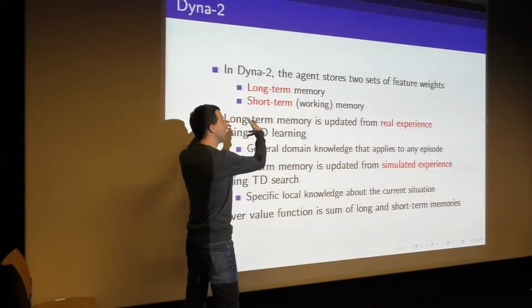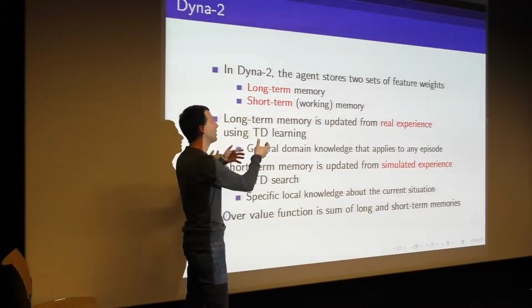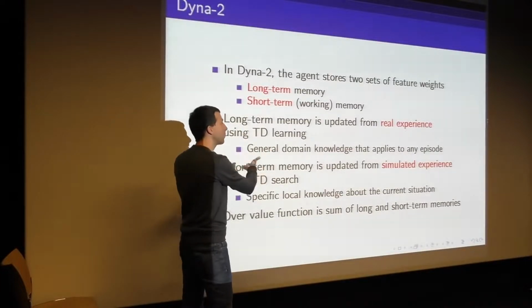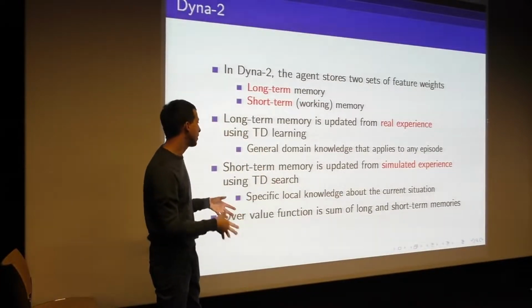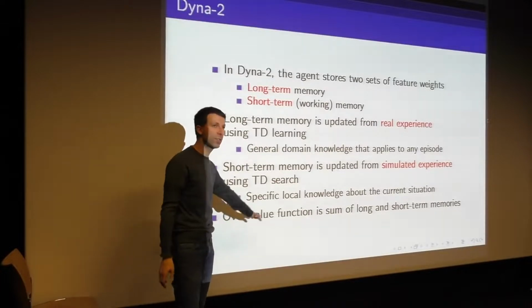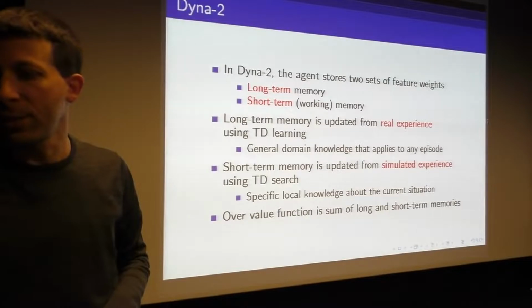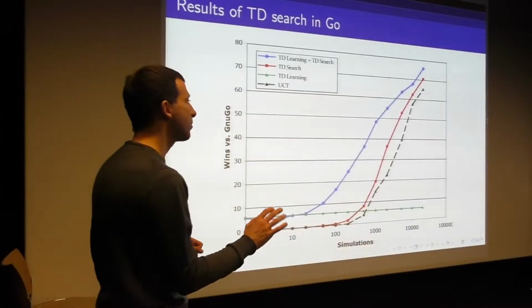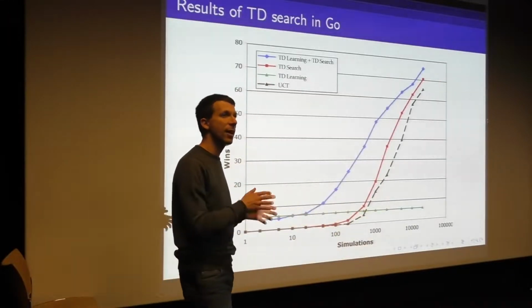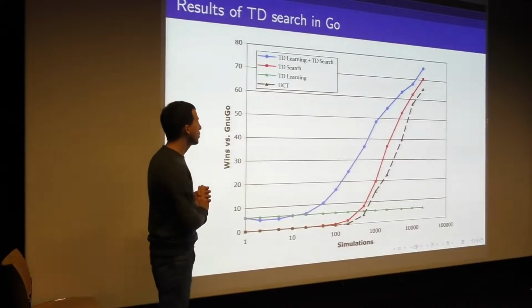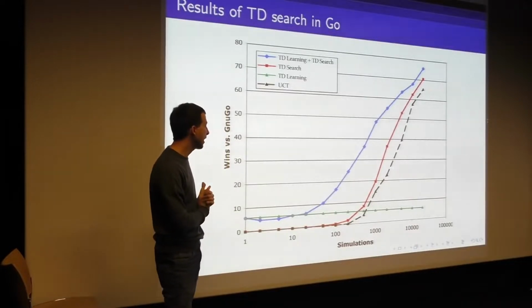So the idea was we maintain two different types of memory. We update one of them from real experience and one of them from simulated experience. And then we combine them together, summing these two to give us our overall value function. I'm sorry I don't have time to give more details. I'll just put up one plot, which is just the final slide on this Go example, to show what happens when you combine these ideas together.